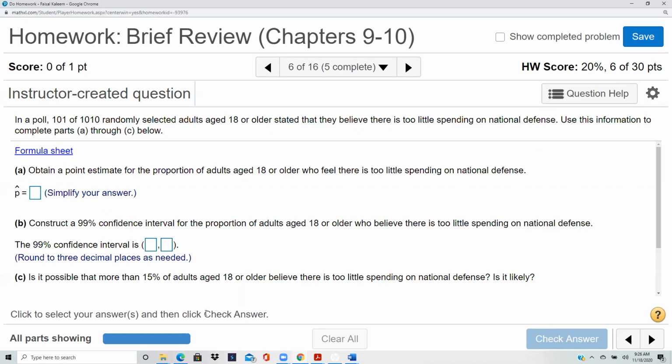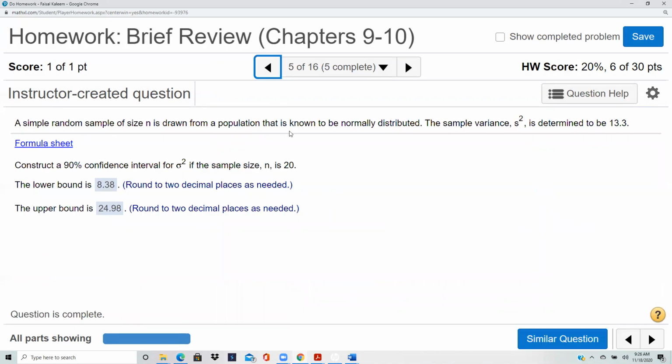Oh, okay. There's one thing I wanted to say in that problem. Here they said make a 90% confidence interval for sigma square. What if they had said make a 90% confidence interval for sigma?